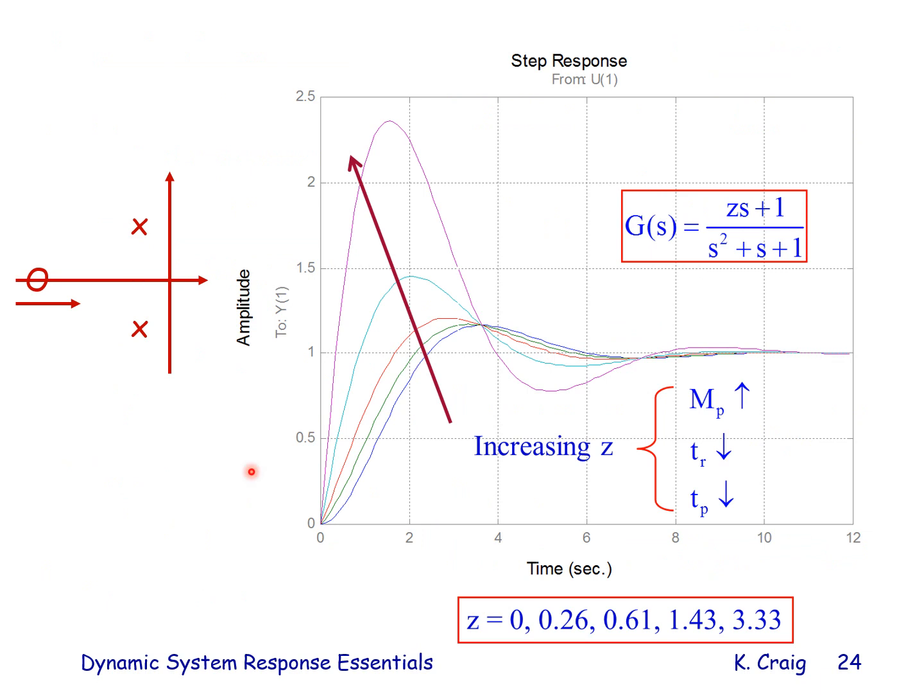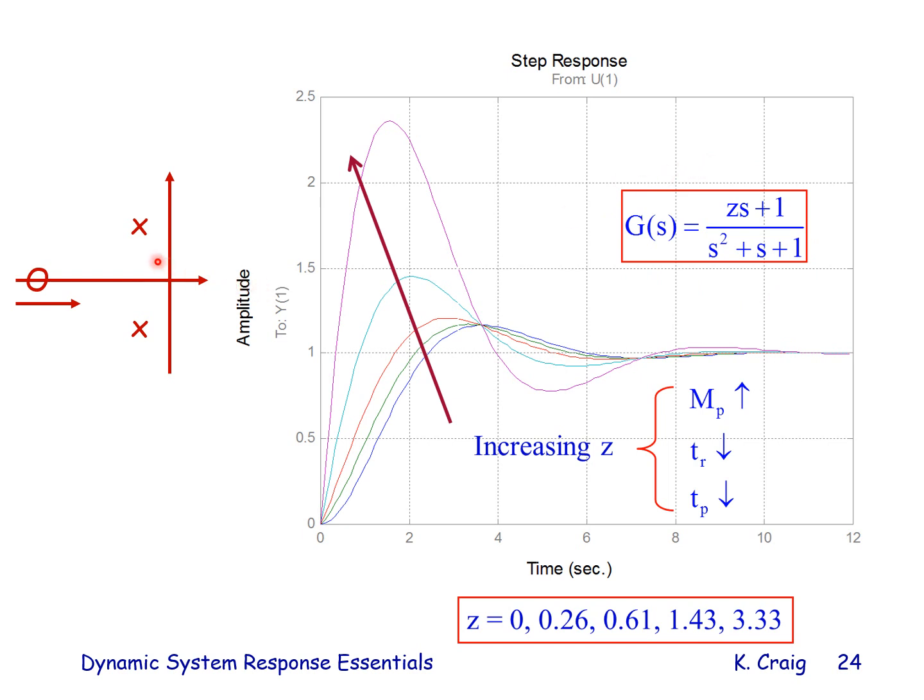Everything we've said up till now applies to a pure second order system, one that has a denominator polynomial that is second order and no numerator dynamics. What happens if we have numerator dynamics, if we have what we call a zero in the transfer function?